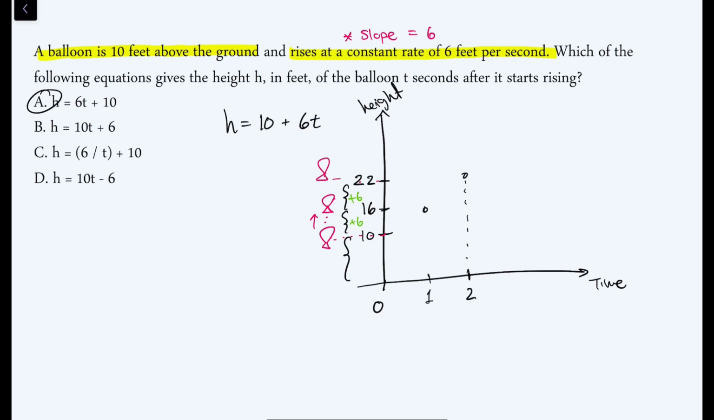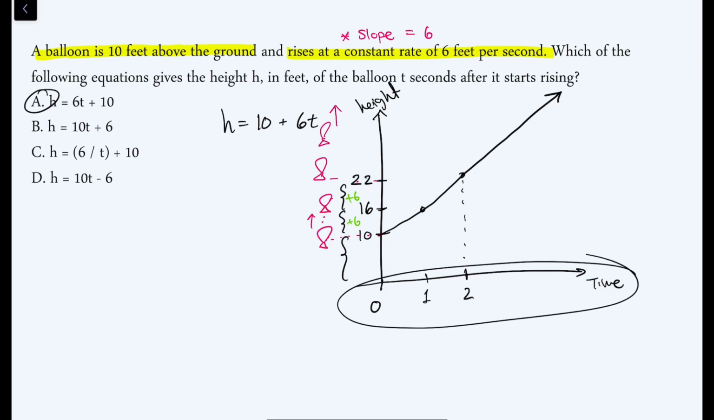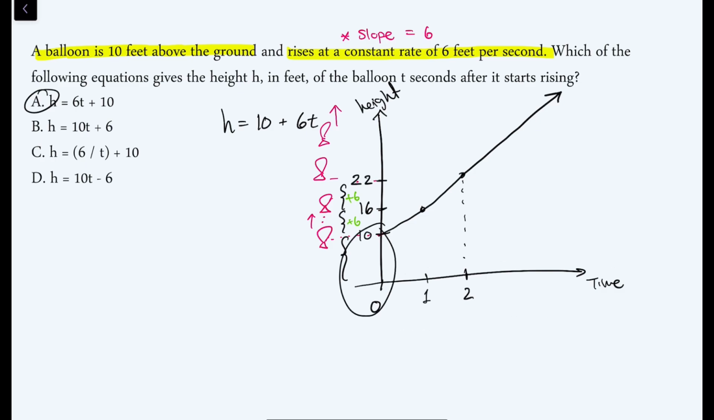And so on, the balloon will continue to rise upwards every second, and we create this linear equation like so. So when time is equal to 0, the balloon is 10 feet off the ground, but then every second we add 6 more feet to the balloon's height.